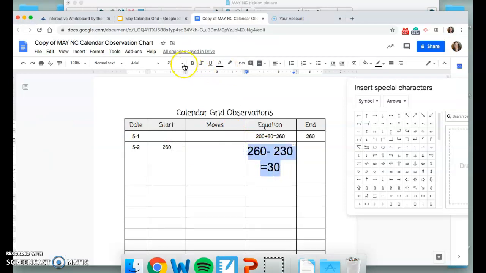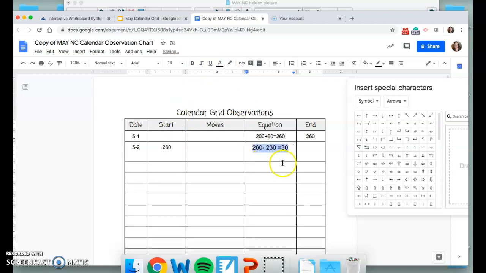A little bit big there, we'll make that smaller so we can see. So 260 minus the 230 equals 30. So our end mark is 30. Now the moves category is the arrows. So we know he went up 2 rows, and then to the left 3 times, 3 jumps.